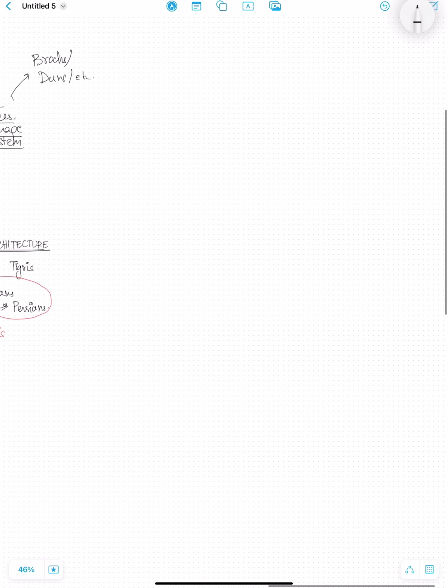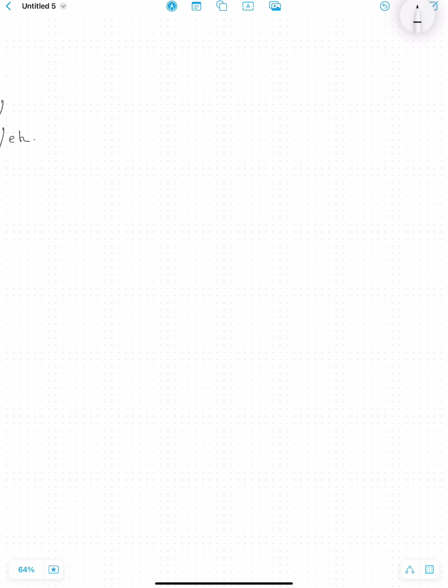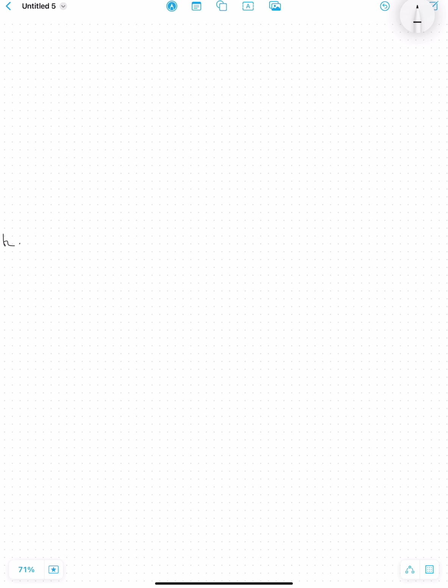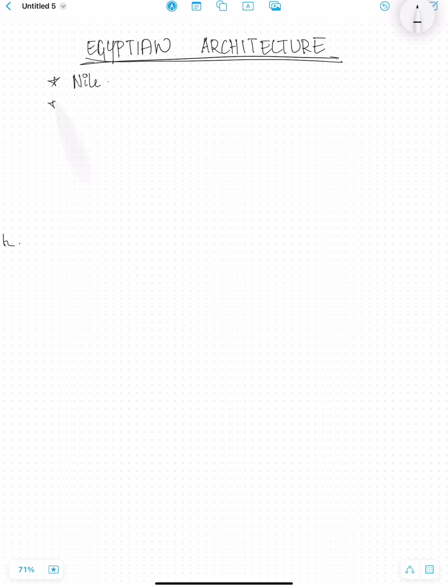Next, we'll move on to Egyptian architecture. So we started with prehistoric, we covered Mesopotamian, and now we are going to talk about Egyptian. This is something that everybody knows, that Egyptian architecture was based off the river Nile, and they had annual flooding.